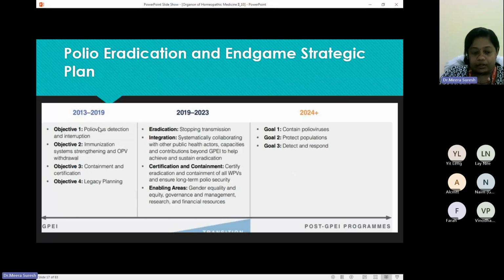So I just kept a timeline of their plan in 2013 to 2019, the objectives 2019 to 23, and now the goals, just for your knowledge.